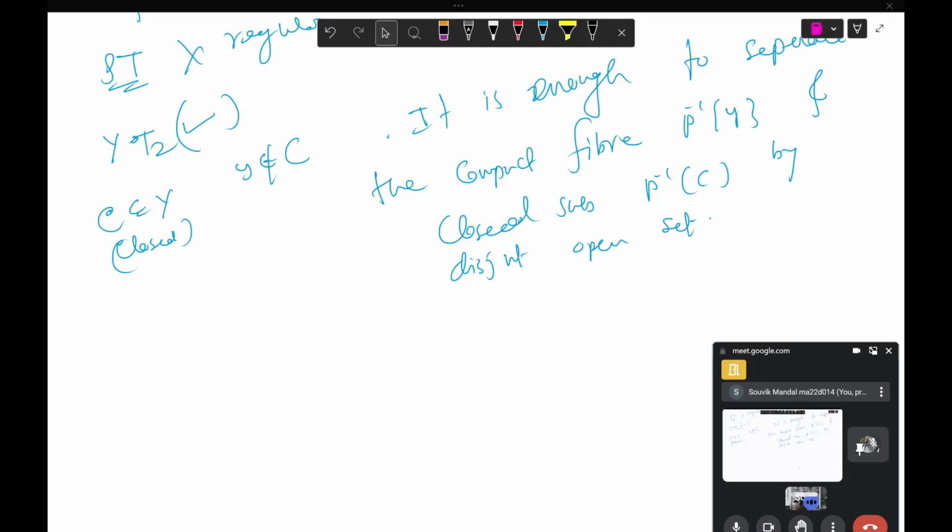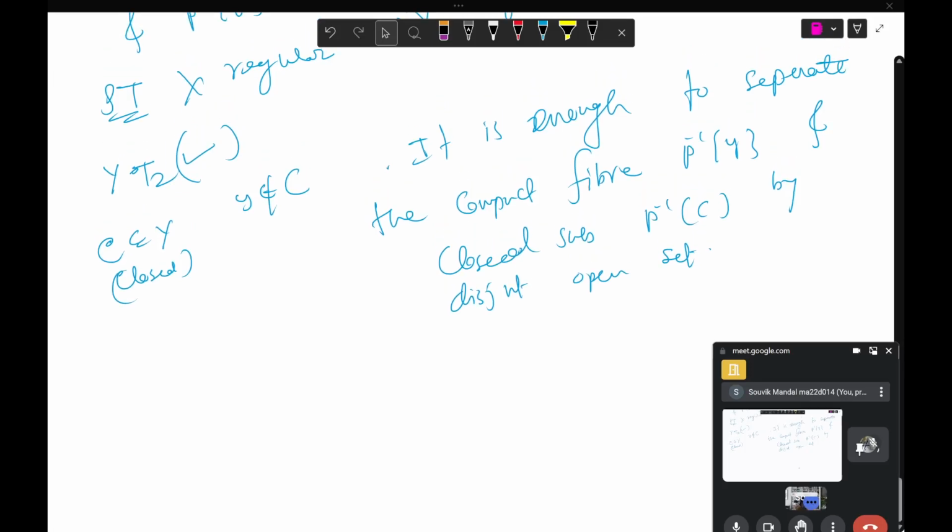Yeah, so are you able to get this? How to separate the fiber P inverse y and the closed set P inverse C? No, sir, I'm not able to see. Okay.